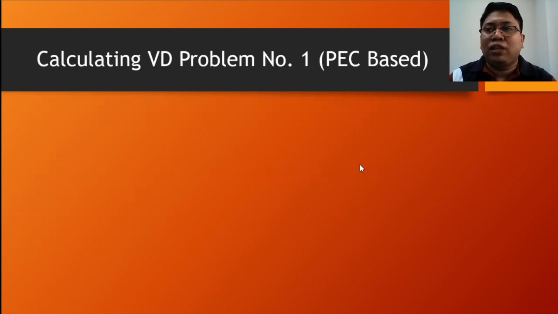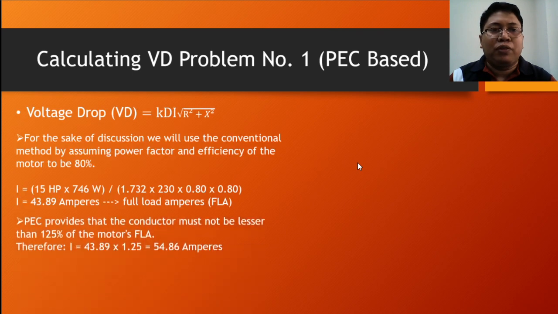Okay. Calculating voltage drop problem number 1, PEC approach. Okay, for the formula, we will still follow K D I multiplied by the square root of R squared plus X squared. And by the way, square root of R squared plus X squared is the impedance. Okay, going back. For the sake of discussion, we will use a conventional method. And then we will assume that the power factor and the efficiency of the motor to be 80% para mas mabilis ang calculation natin.